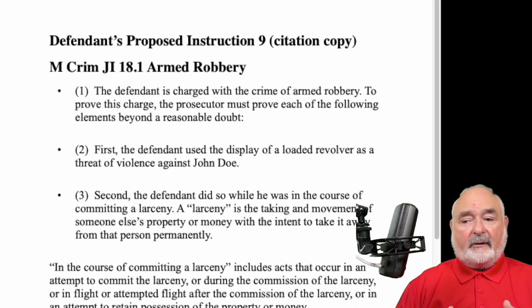Because in many respects, they're not going to differ, because the pattern jury instructions are designed to be given in the way that they are, so that there's not a lot of wiggle room. The only thing that might be necessary is, for example, where it says here, a larceny is the taking and movement of someone else's property or money with the intent to take it away from that person permanently.